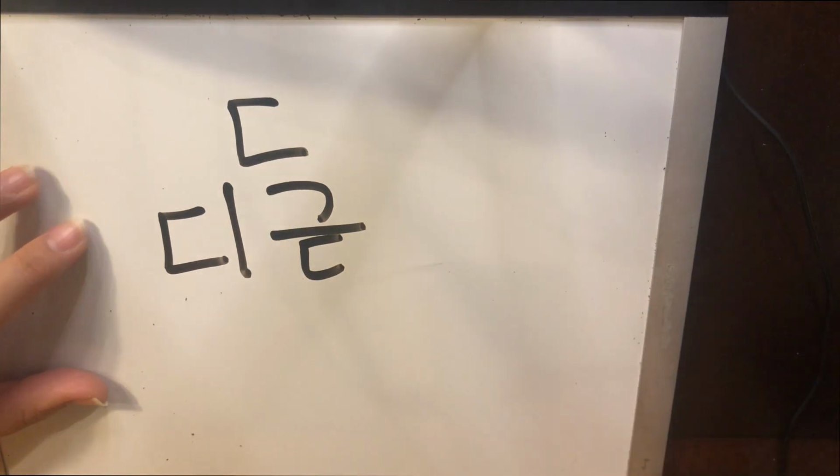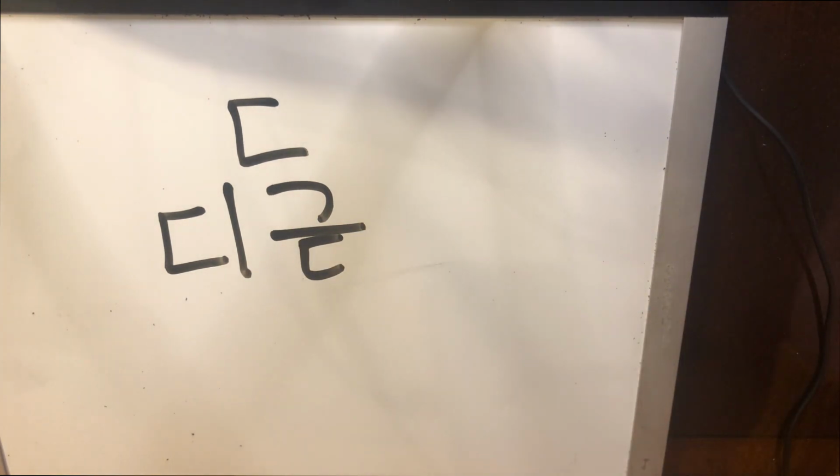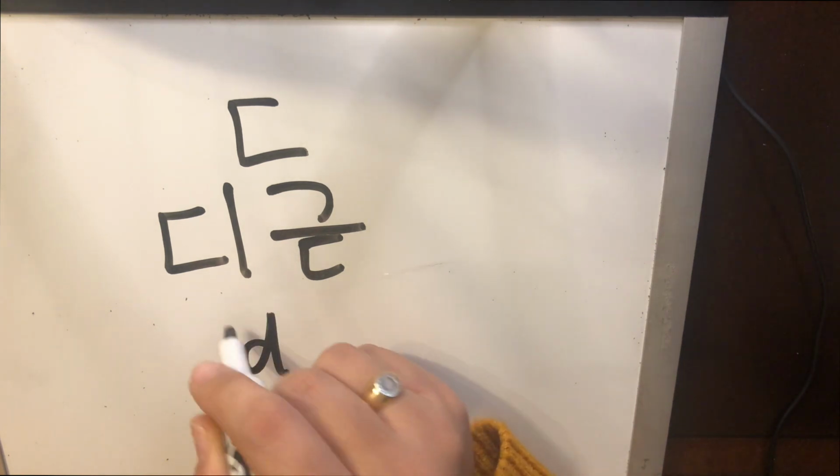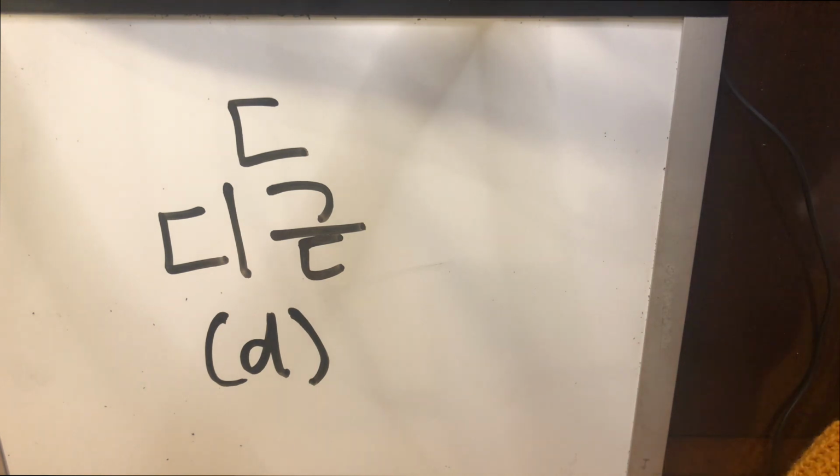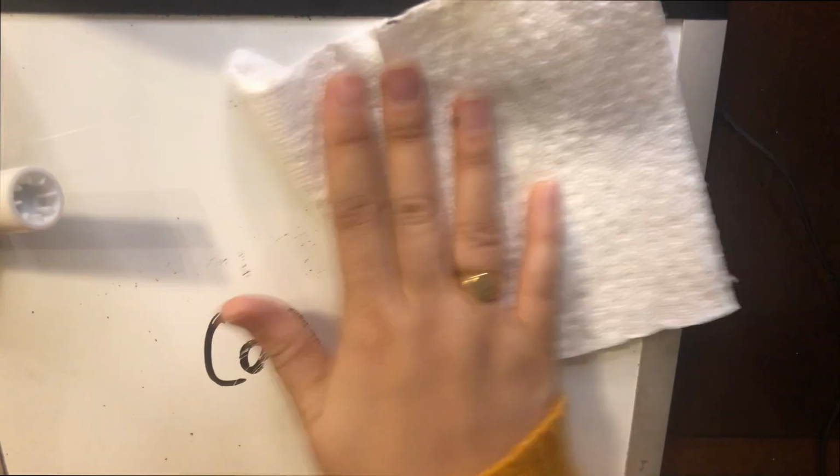Next consonant is 디귿. 디귿, as you may have already figured out, makes a D sound. D. 디귿. So, door, draw. Pretty simple so far. If you have any questions, leave them below and I will answer them. Comment, like, subscribe as usual.